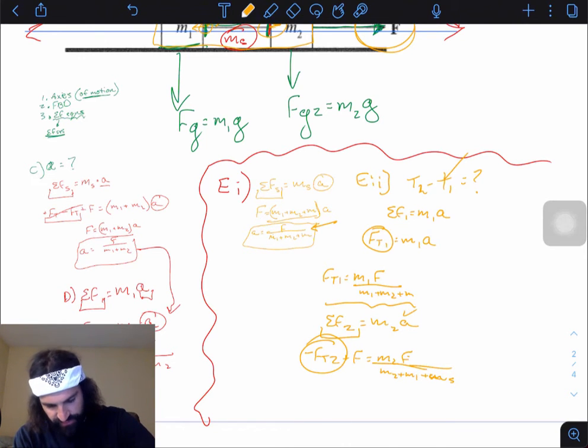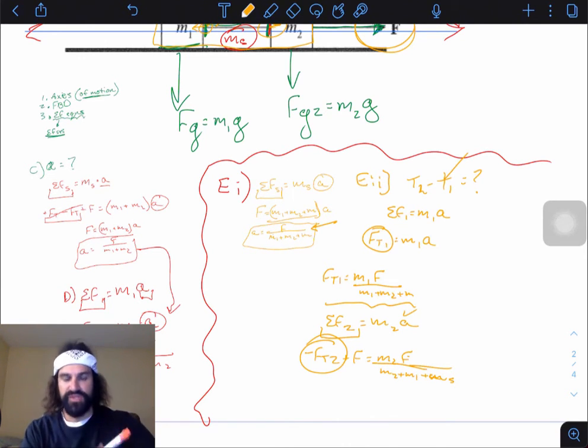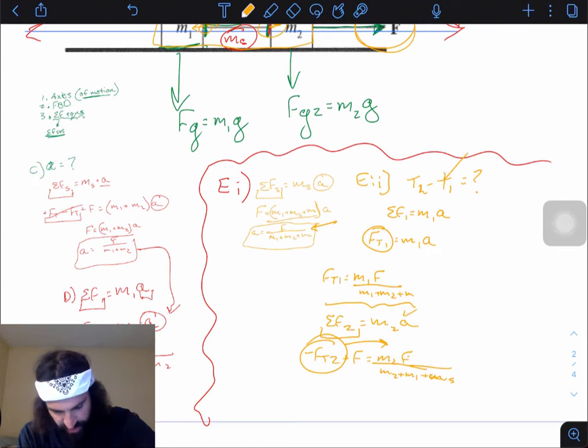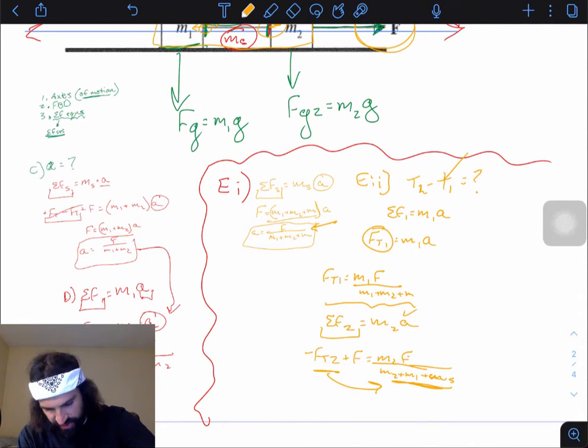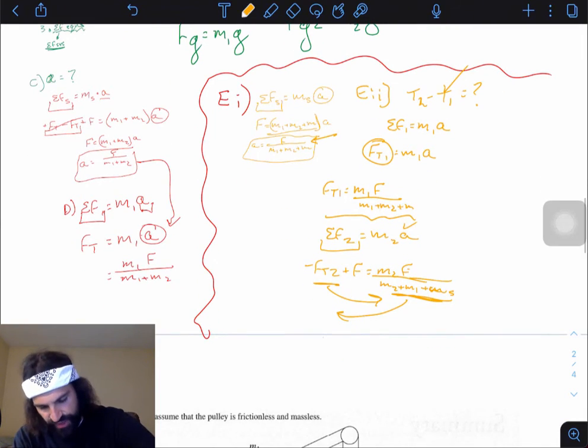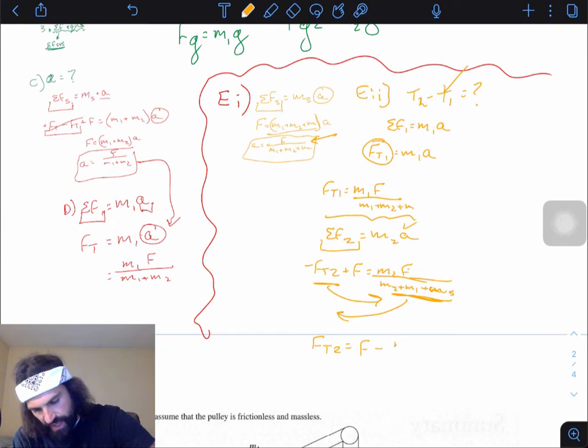But to solve for tension 2, we're going to need to rearrange the equation a little bit. I'm essentially going to bring this term, tension 2, to the right side by adding it to both sides, and I'm going to bring this third term to the left by subtracting it from both sides. And when you do that, you can double check your algebra skills, but you should get F minus m2F over the total mass.